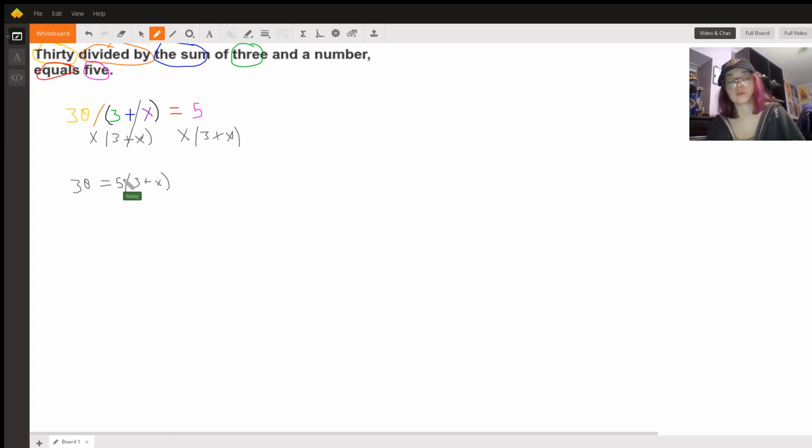So now what we want to do is distribute this 5. So we're going to multiply it by each thing in the parentheses. So we're going to multiply 5 by 3, and then we're going to multiply it by x. And we'll get 30 equals 15 plus 5x.